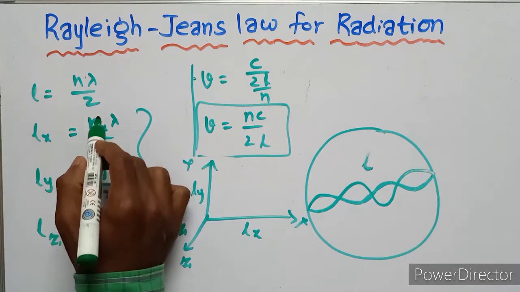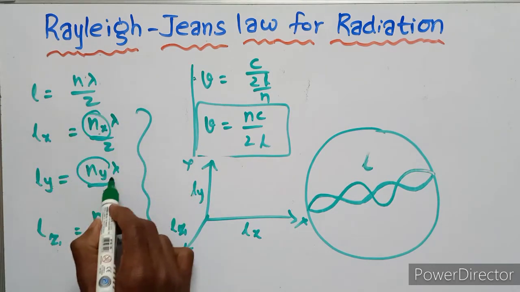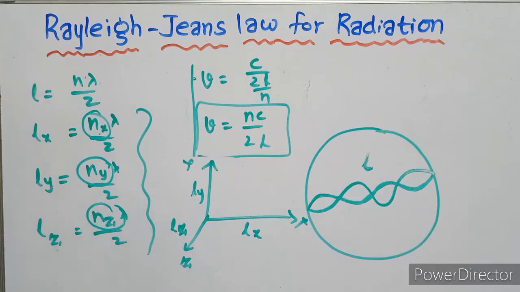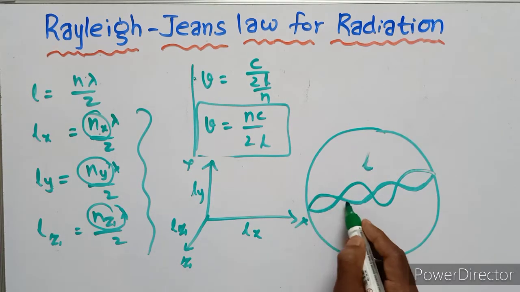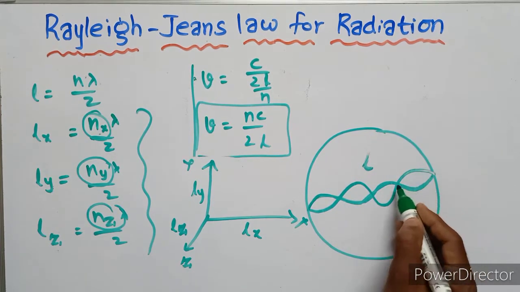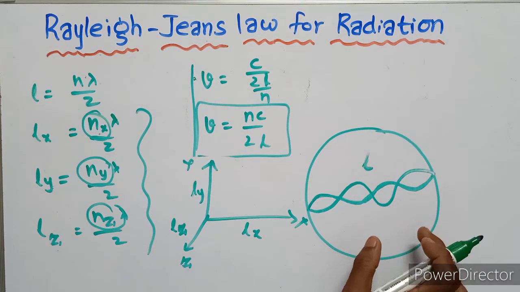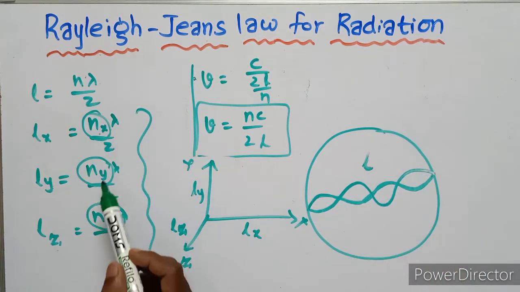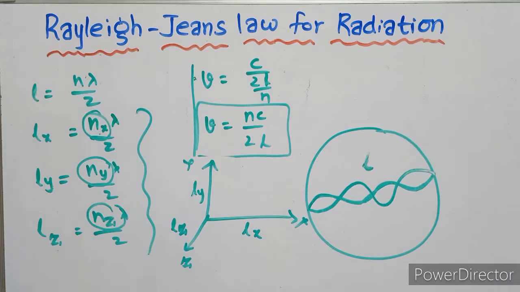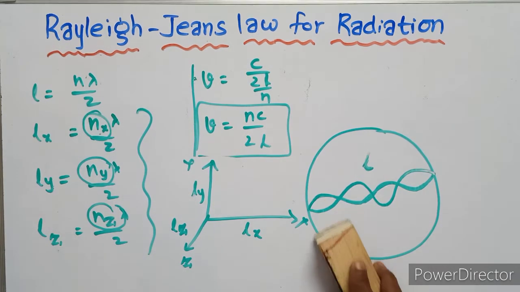Here nx, ny, nz are the number of loops. These are all loops, the number of loops along the x-axis, y-axis and z-axis.